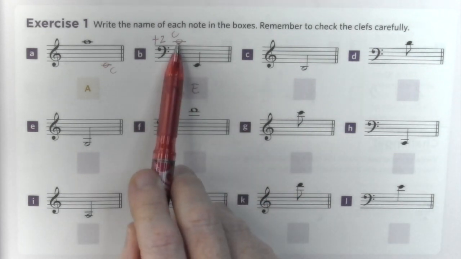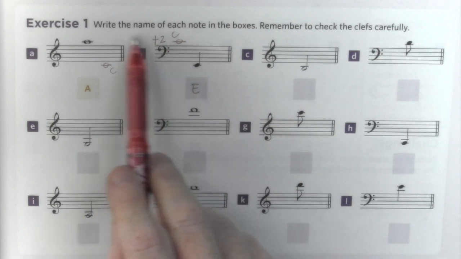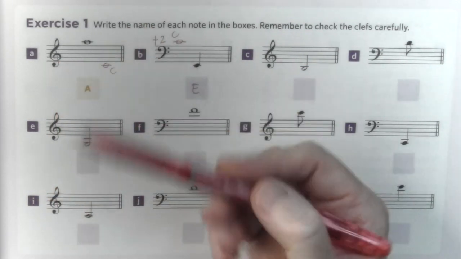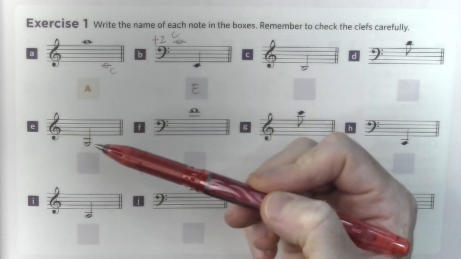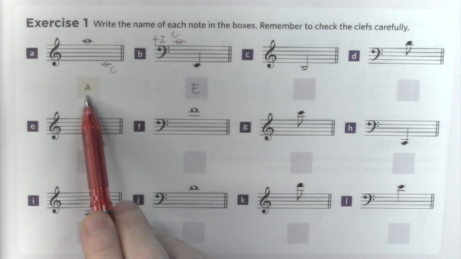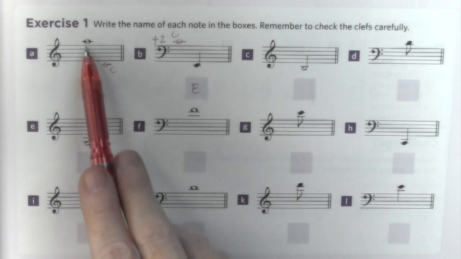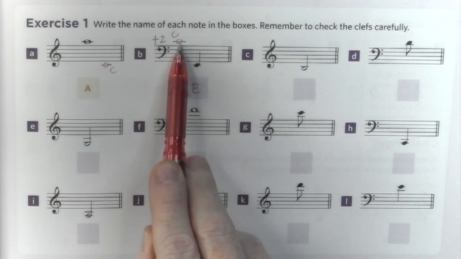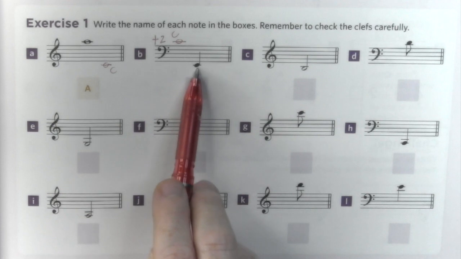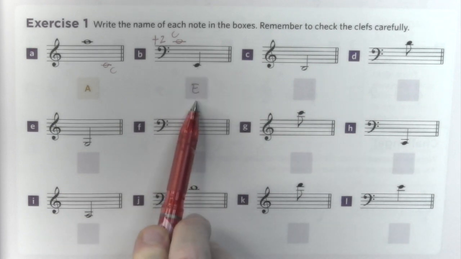This is middle C in bass clef. So minus 2, because we are writing in treble clef, so we need to go down by 2 steps, would mean A. So A plus 2 equals C. And Do plus 2 equals Mi.